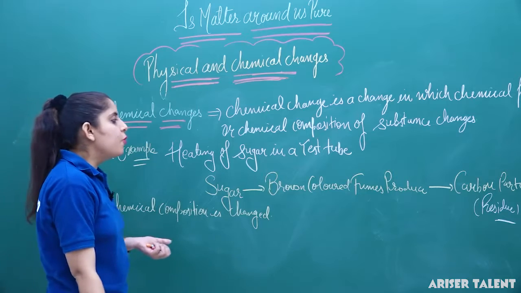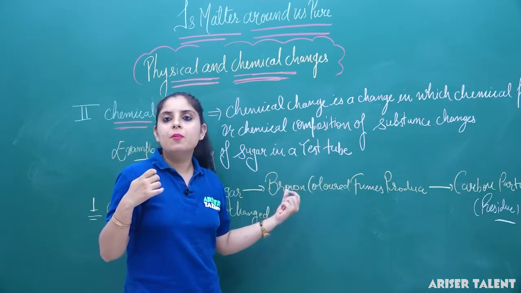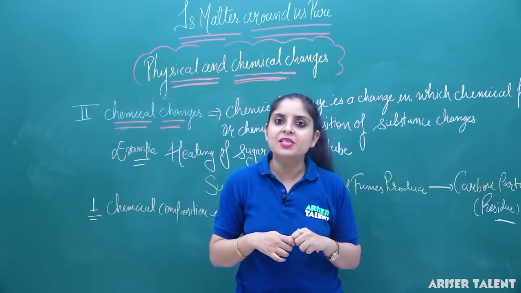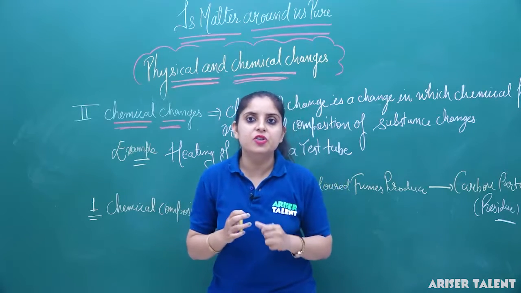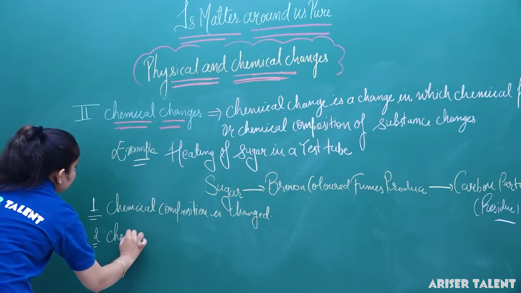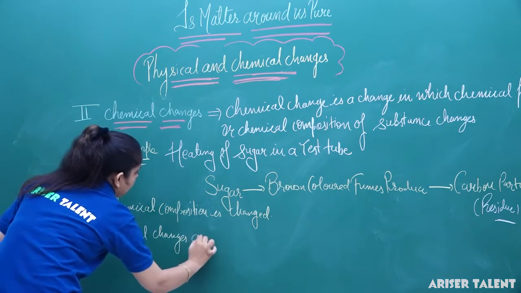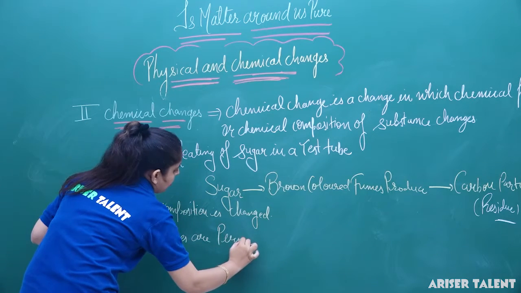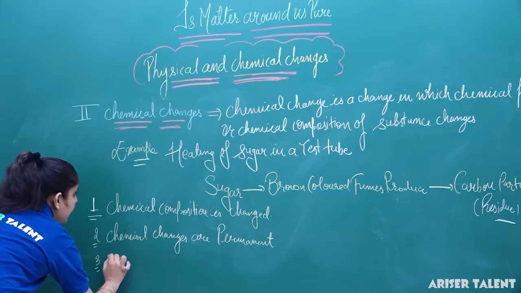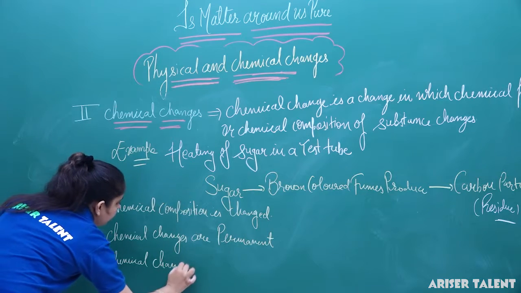Second thing you can observe from here, you cannot obtain the reactant again from the product. So I can say that this is an irreversible change, or we can say that this is a permanent change. Clear? So the second thing is chemical changes are permanent. The third thing is chemical changes are irreversible.